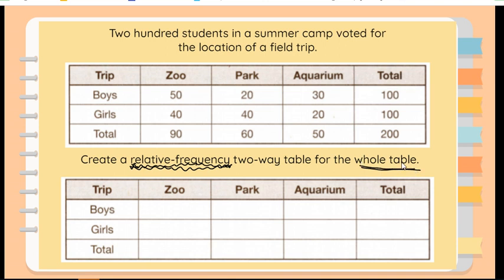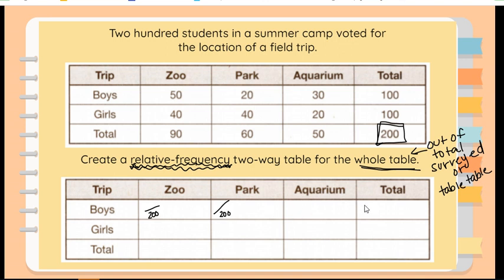Now, when you see whole table, that's going to indicate out of total surveyed. So out of the total surveyed or table total, whichever one you want to call it. Remember yesterday or in 3-4 we learned that the 200 is the table total. It's how many people were total surveyed. So we're going to be making fractions for every single blank on here, and in every single one of them it's going to be out of 200. So basically, you could go through and make a bunch of fractions with 200 as your denominator.